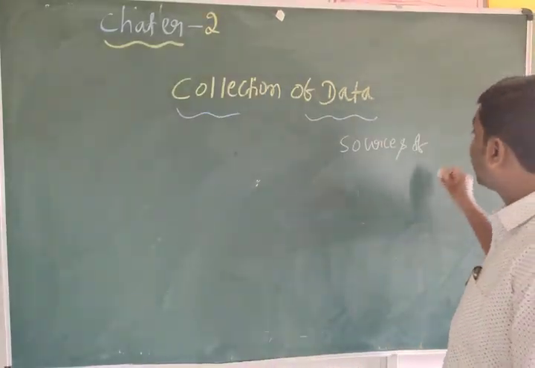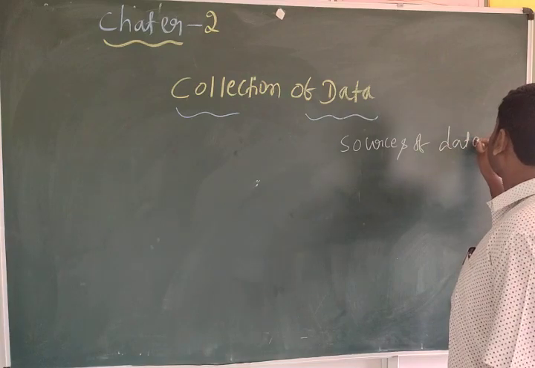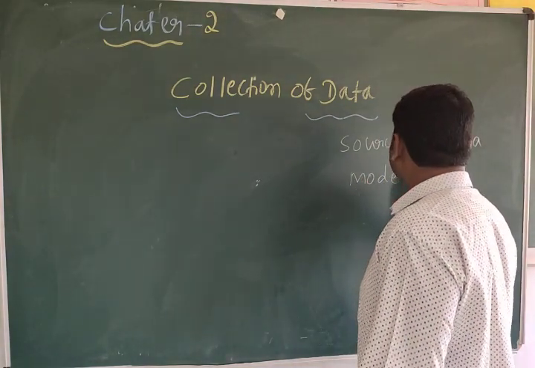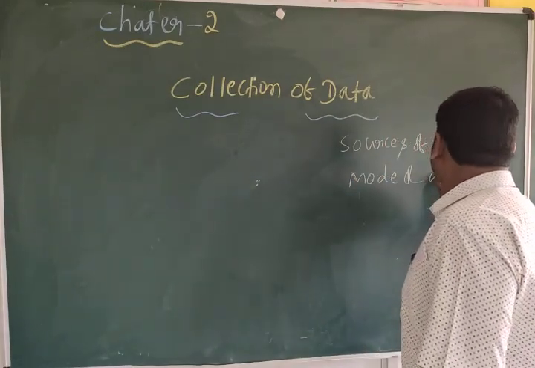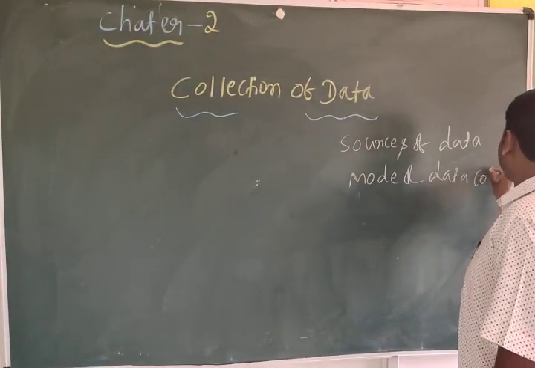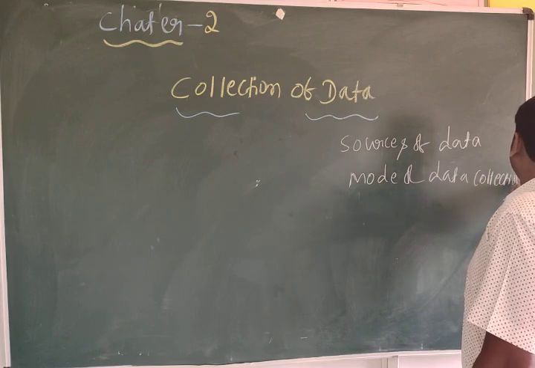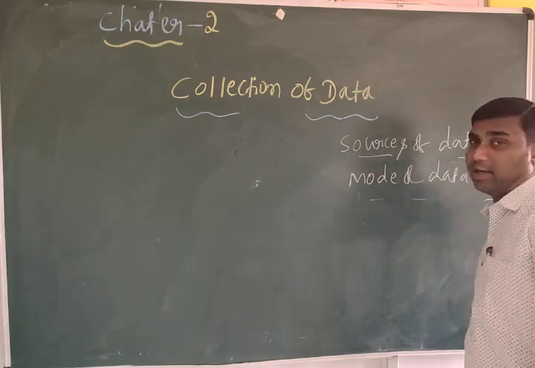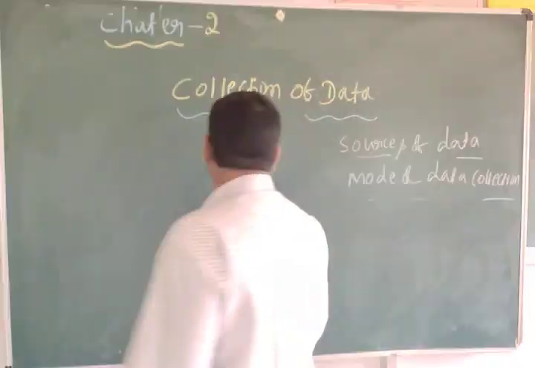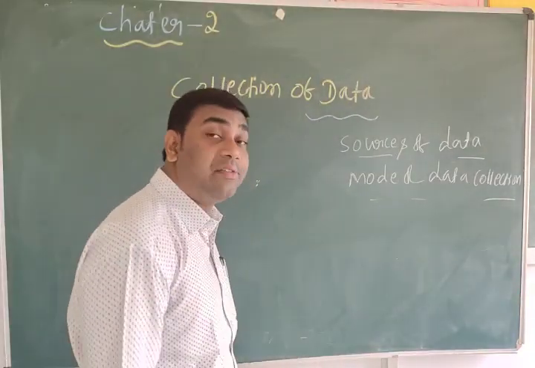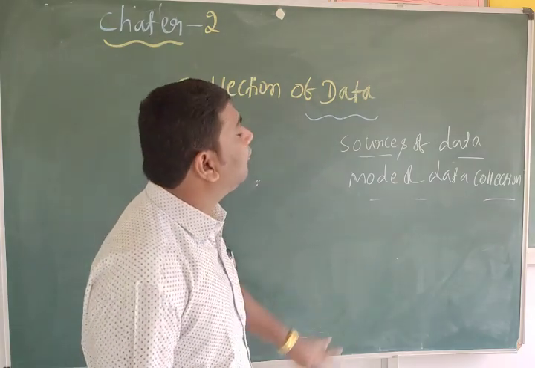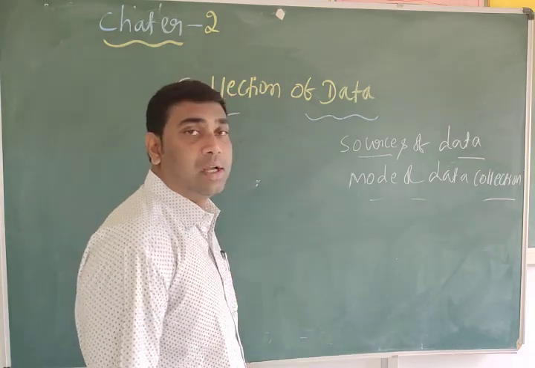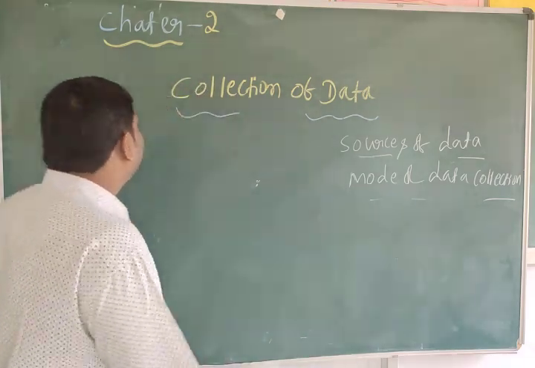Sources of data and mode of data collection. In this chapter we have to discuss the sources of data and the mode of data collection: what are the sources to collect the information, and which mode we have to use to collect the data. That is what we have to discuss in this chapter. So firstly we have to discuss variables.